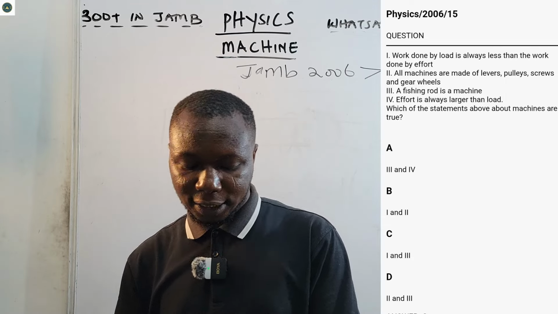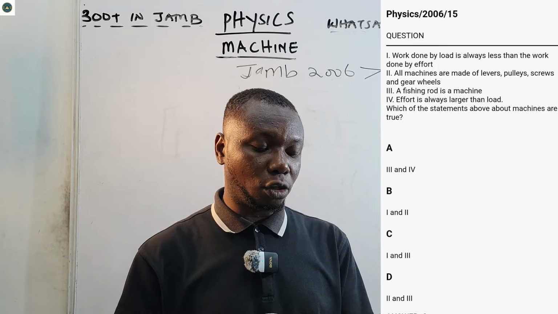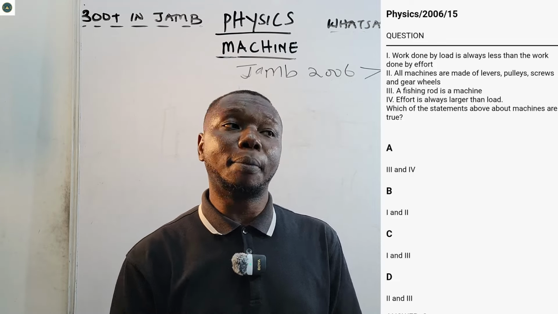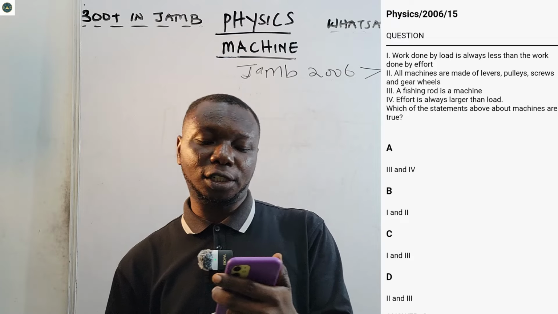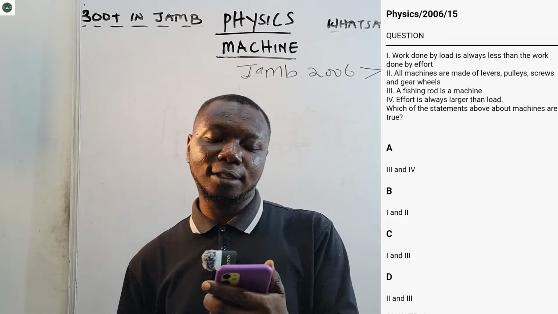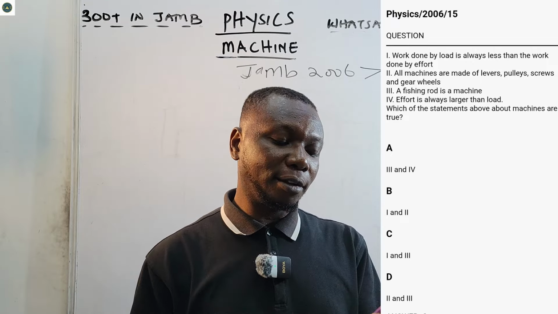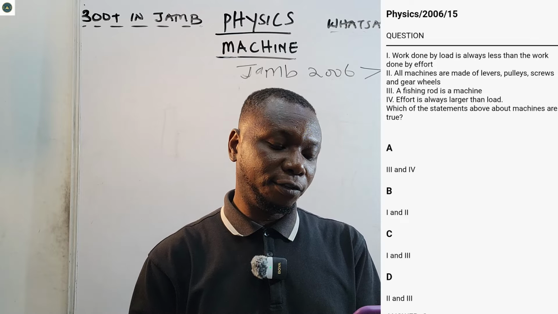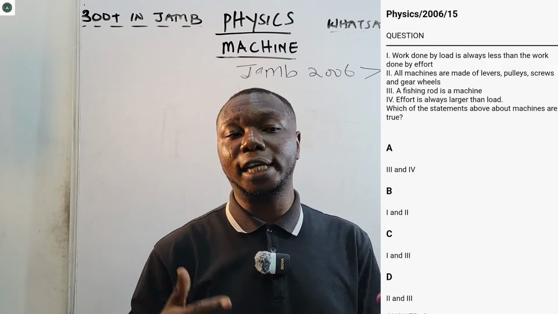So the correct answer is C, just 1 and 3. Work done by load is always less than the work done by the effort. It's less. Now, all machines are made up of levers, pulleys, screws, wheels? No. We still have other forms of machines. Now, a fishing rod is a machine which is third class.